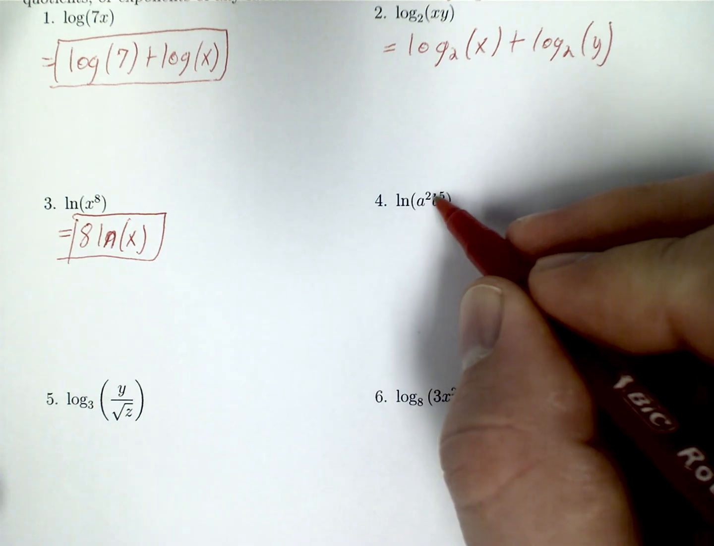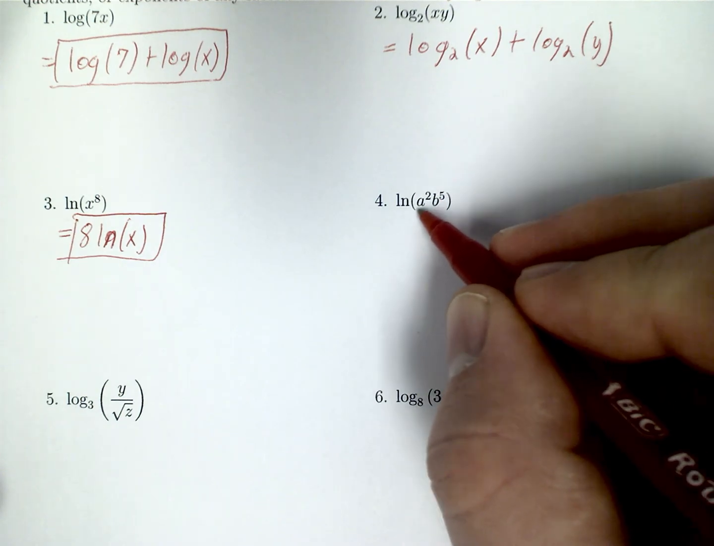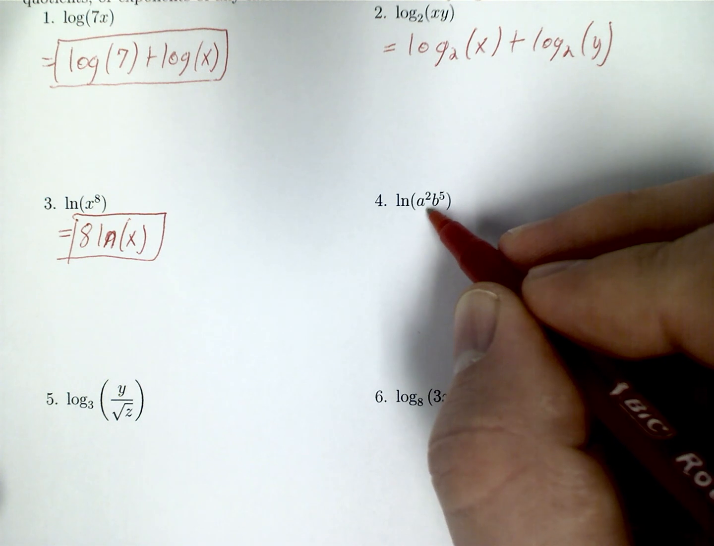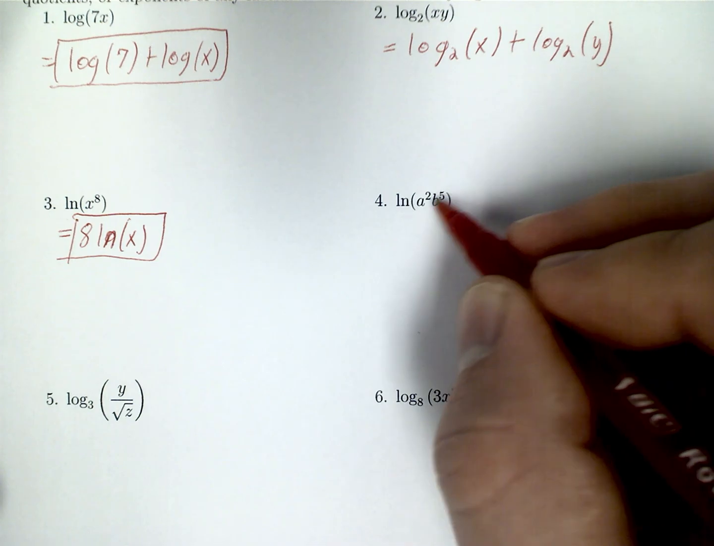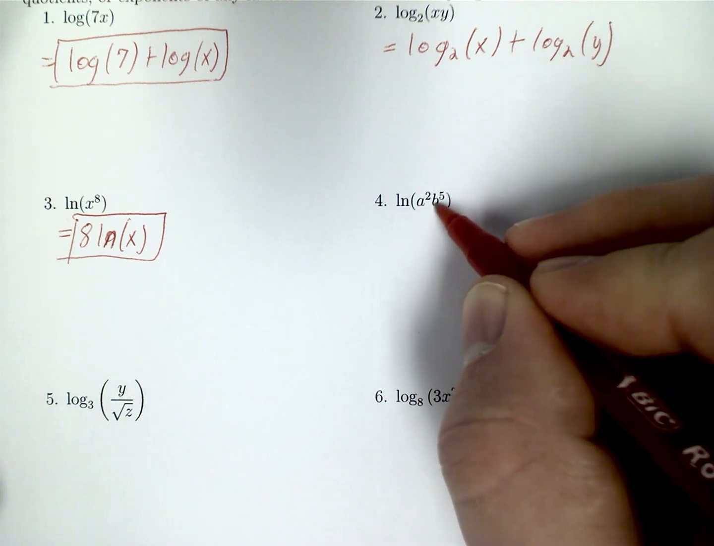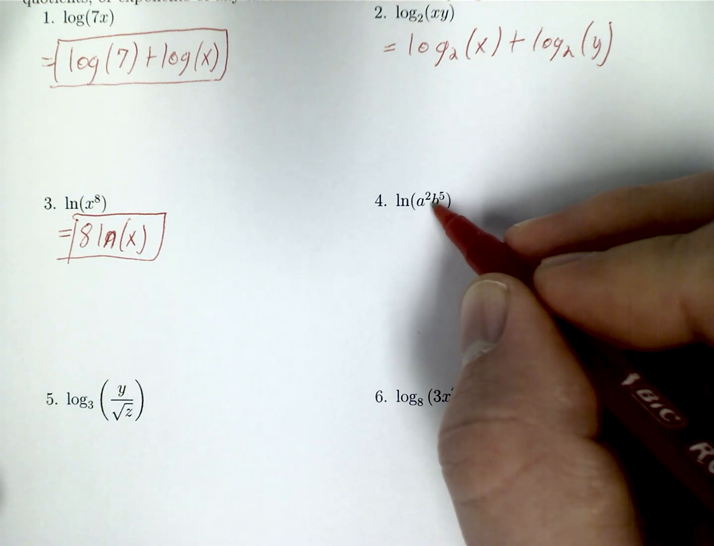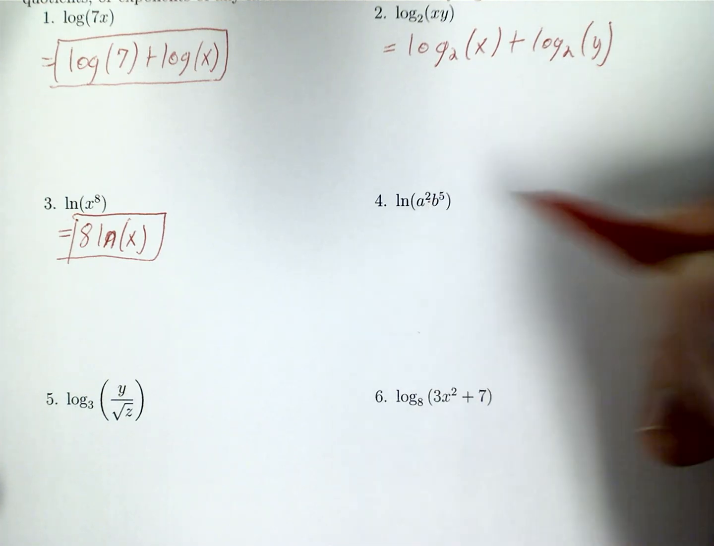Here we have ln of a squared times b to the fifth. And on the inside, I just want to focus on this. Remember, order of operations is PEMDAS. Please excuse my dear Aunt Sally. Parentheses, then exponents. So we would take a raised to the second power and b raised to the fifth power before multiplying. So multiplying would be done last.